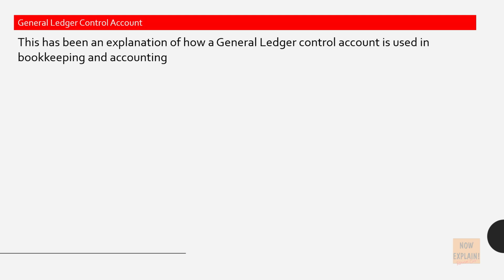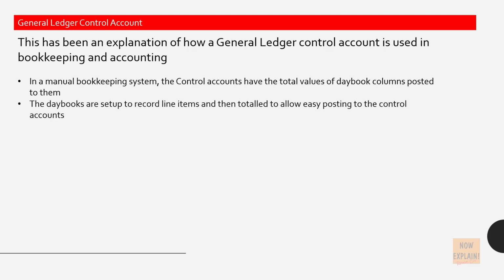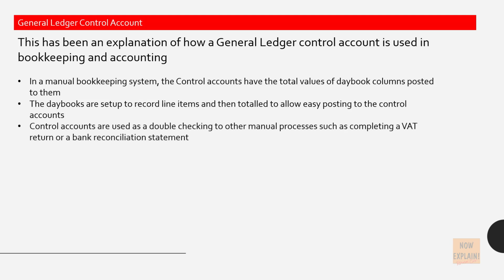This has been an explanation of how a general ledger control account is used in bookkeeping and accounting. In a manual bookkeeping system, the control accounts have the total values of daybook columns posted to them. The daybooks are set up to record line items and then totals to allow easy posting to the control accounts. Control accounts are used as a double checking to other manual processes such as completing a VAT return or a bank reconciliation statement. Control accounts are part of the double entry bookkeeping system.